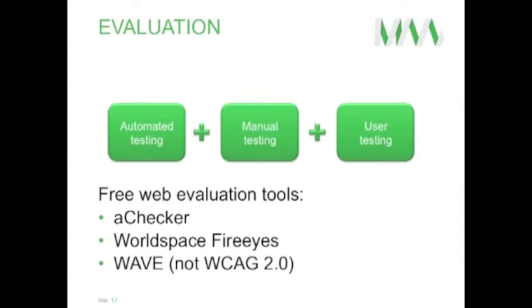WCAG is a set of guidelines, and you can go out on the web and read a whole lot of blog posts about whether WCAG is good or bad. Essentially, it is a checklist. It will get you close to accessibility, but it does not replace user testing. Much like you can follow, I would imagine, all the guidelines in the world for usability, but that doesn't replace user testing.